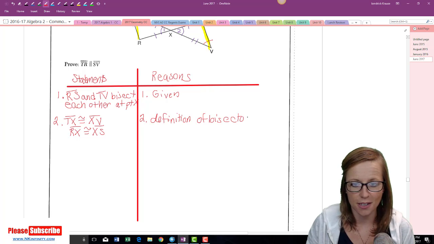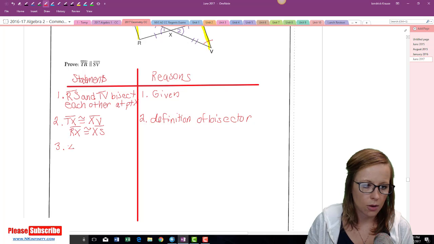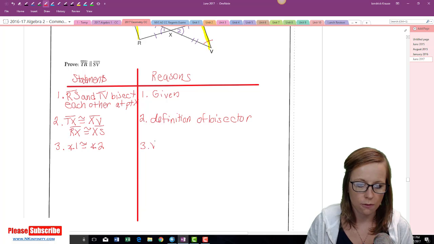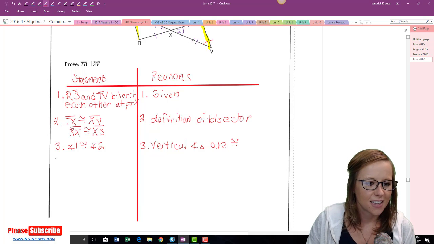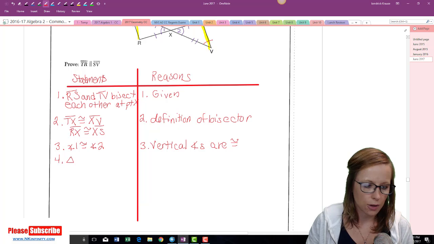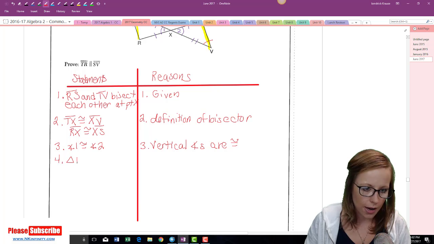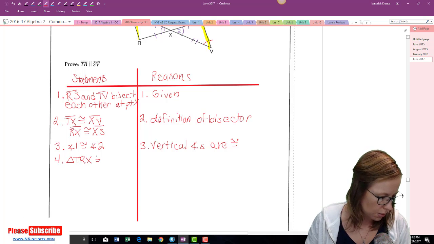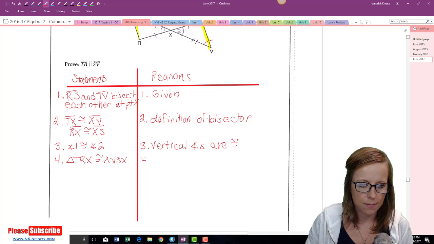I mean, if you don't know what a bisector is, we got a bigger issue, right? 3. Angle 1 is congruent to angle 2. Vertical angles are congruent. Okay. 4. The triangles are congruent. Triangle, and I want to make sure I say this right, TRX is congruent to triangle VSX, side angle, side congruence.